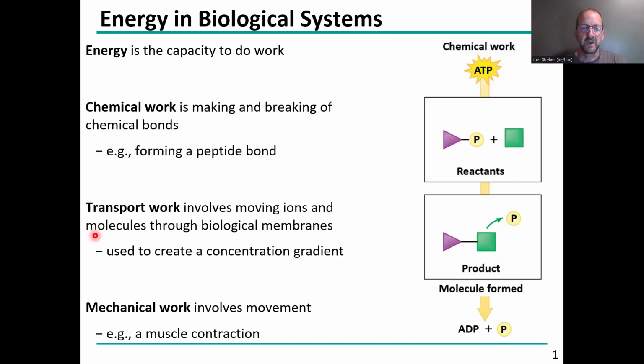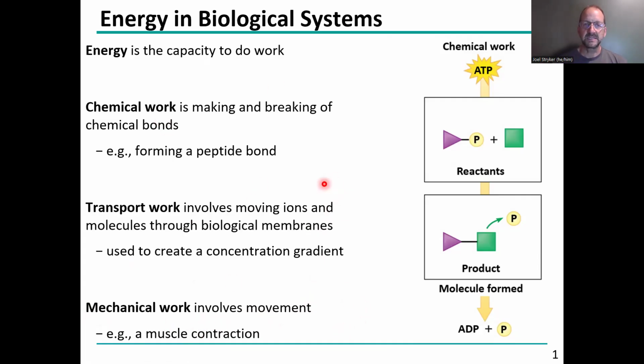Transport work involves moving things across and through biological membranes. It's especially important to use energy if you're trying to create a gradient. And we're going to be talking about that coming up when we start talking about membrane physiology quite a bit. Also, mechanical work, that's just like movement, right? So, for example, moving muscles, using muscles to move things around. Inside cells, there are similar processes that literally allow for movement of things around inside the cell. Those are some examples of the kind of work that needs to be done in a cell.